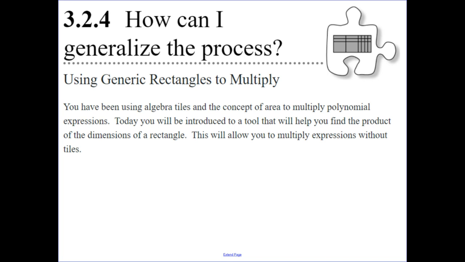You have been using algebra tiles and the concept of area to multiply polynomial expressions. Today, you will be introduced to a tool that will help you find the product of the dimensions of a rectangle. This will allow you to multiply expressions without tiles. So yes, a lot of you are going away from using algebra tiles in your class, but be careful with it.